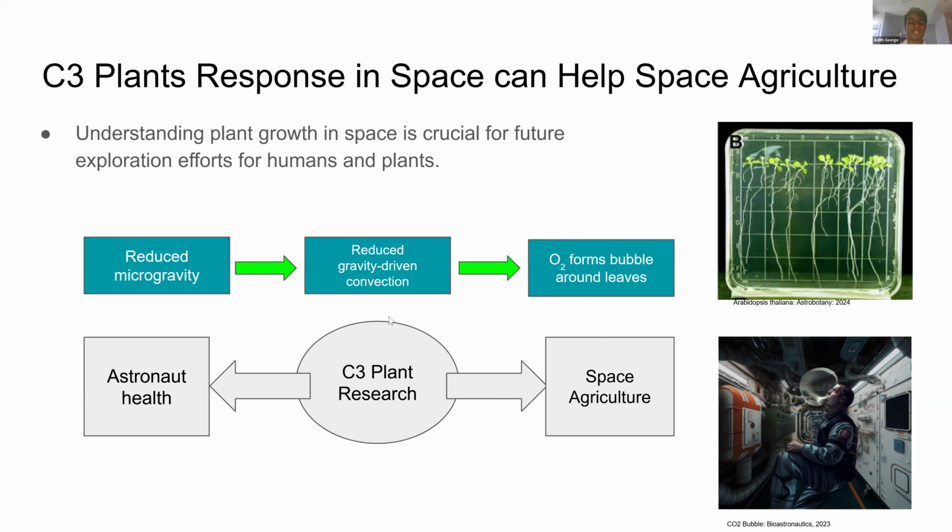And this is significant in a spaceflight environment because with reduced microgravity, there's reduced gravity-driven convection or less flows. And as a result, O2 tends to form bubbles around leaves, which are just another indicator of the O2 concentration around a leaf. And the reason C3 plants are significant in the first place is due to them being significant in the agriculture space, with wheat, soybeans, all being examples of C3 plants that are crucial to humanity and society as a whole and the food production systems.